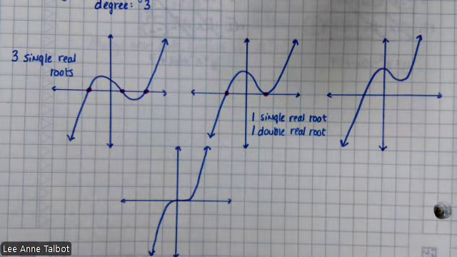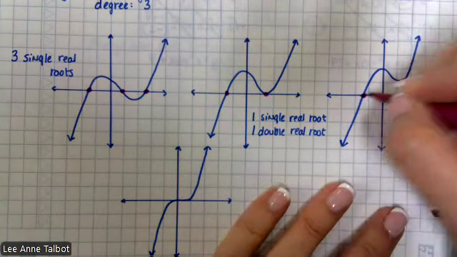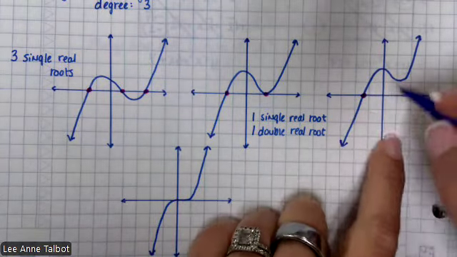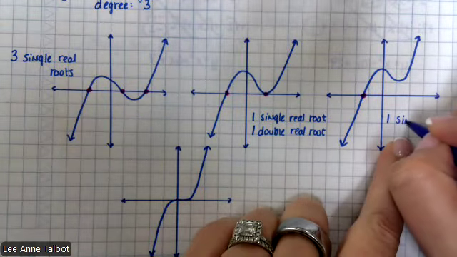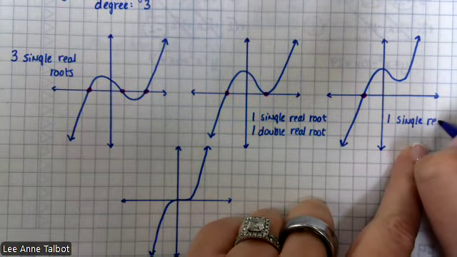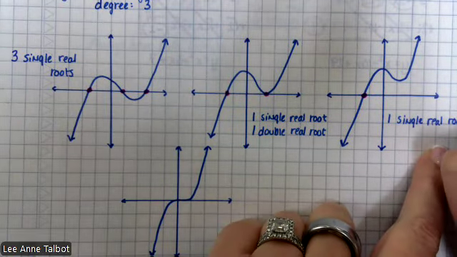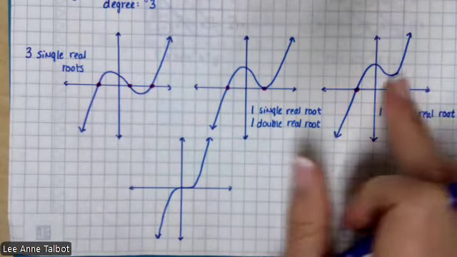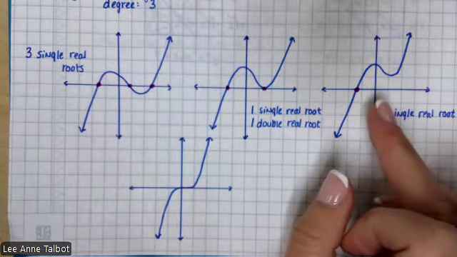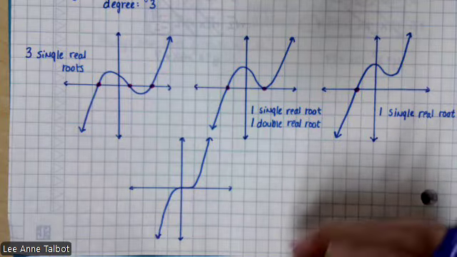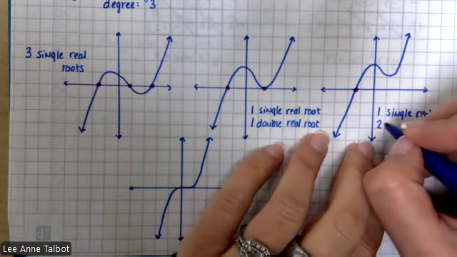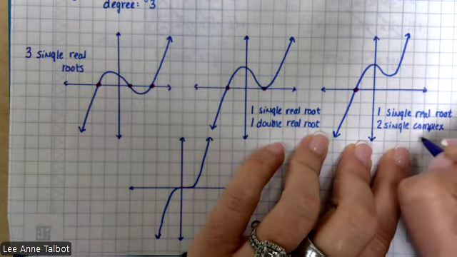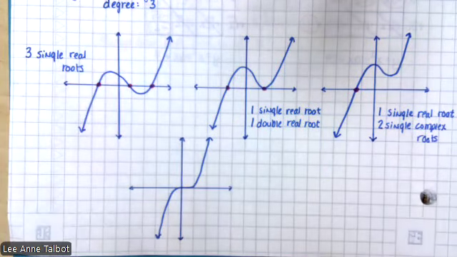Okay, now this guy. This guy's just passing through, so that's 1 single real root. There's nothing else on the x-axis, so the other 2 have to be complex. 2 single complex roots.